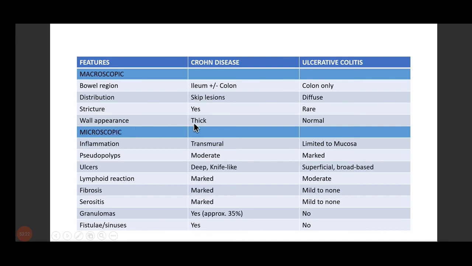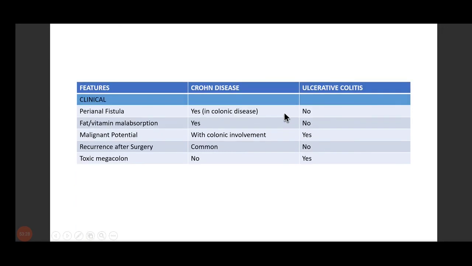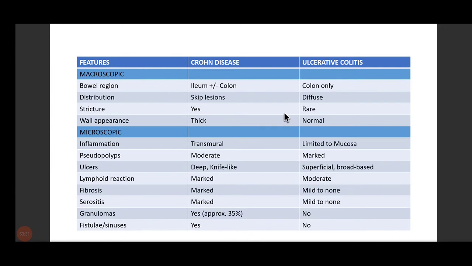Wall appearance is thick because of transmural involvement, but it's normal in ulcerative colitis. Microscopic features: inflammation is transmural here, but it is limited to mucosa or submucosa in ulcerative colitis. Pseudopolyps are more common in ulcerative colitis. Ulcers are deep knife-like in Crohn's and superficial broad-based in ulcerative colitis.